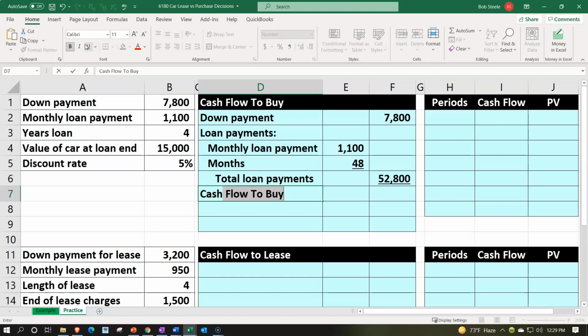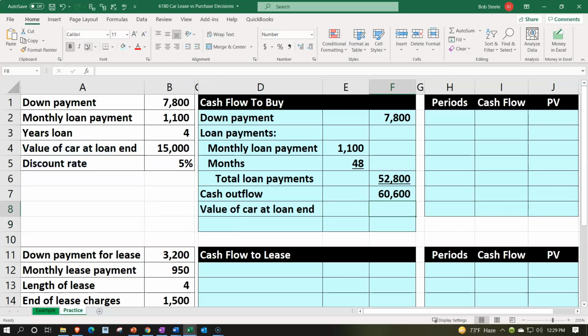So let's say this is the cash outflow, and we're going to sum this up, equals the sum function of the 7,800 and the 52.8. That gives us the 60,600. Now that's the cash flow, but we also have the value of the car at the end, which isn't going to be cash flow. We're going to have the car at that point in time, but that's going to be a differentiating factor between this and the lease amount.